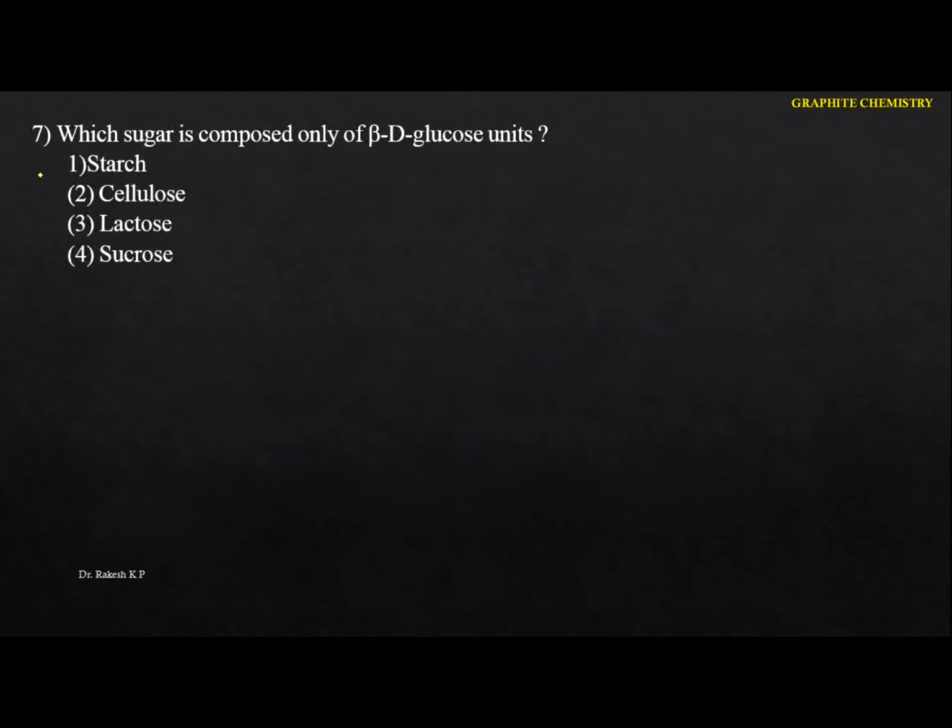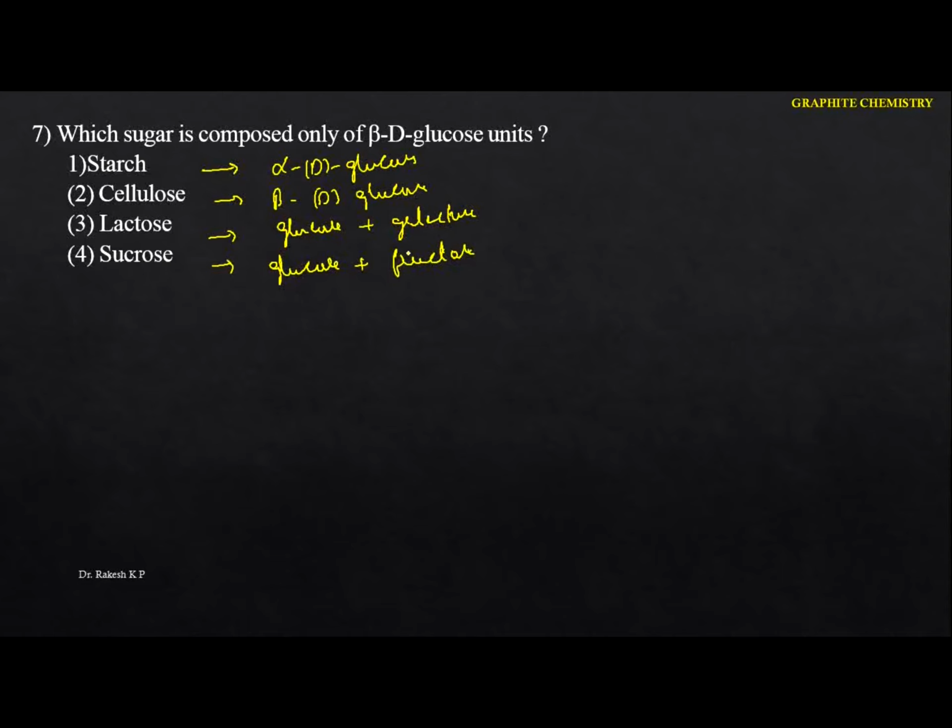Which sugar is composed only of beta-D-glucose units here? Just identify this one. Starch is made up of alpha-D-glucose, but cellulose is made up of beta-D-glucose. If you're talking about lactose here, it is made up of glucose and galactose. If it is sucrose, it is glucose and fructose, because these are the repeating units here.